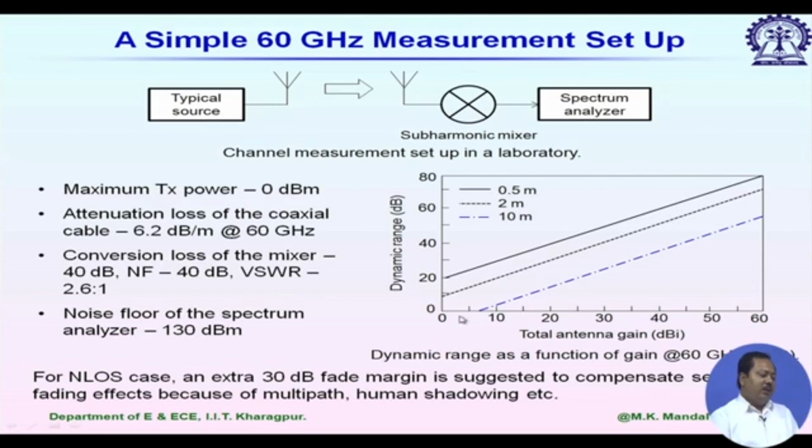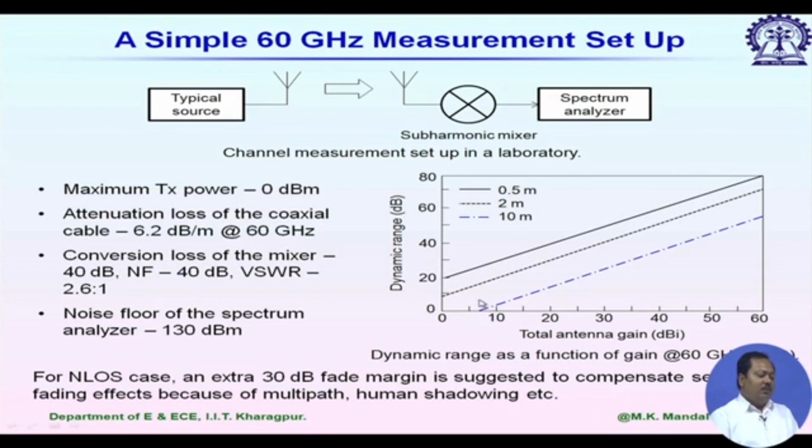Here we are considering the difference between minimum power and maximum power. It is calculated for this data set. So, the dynamic range for this measurement setup varies with antenna gain and distance because of the different SNR values. At 10 meters, you see when the antenna gain is less than, let us say, 6 or 7 dBi, it can't sense anything, we do not have any dynamic range.